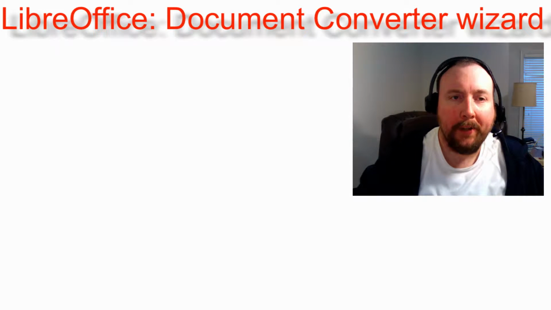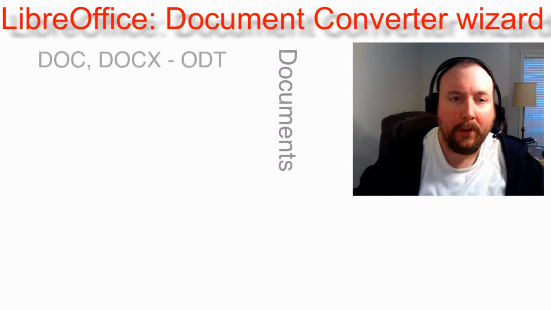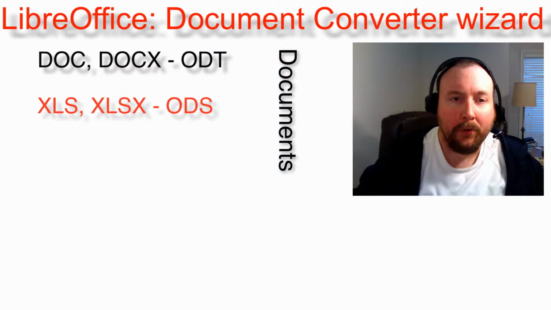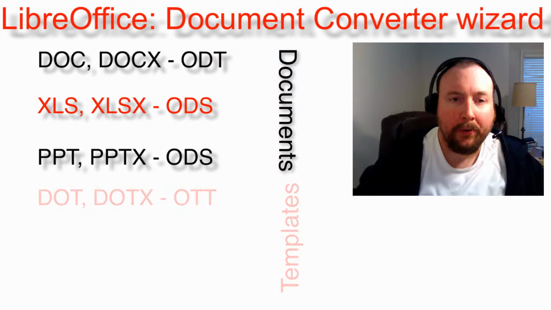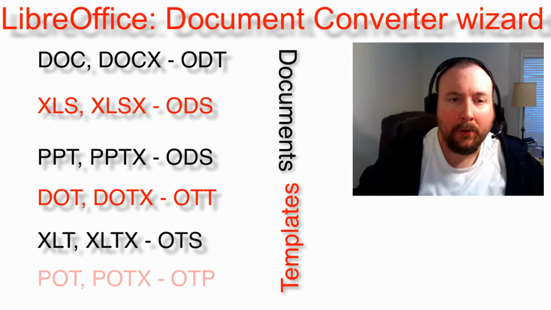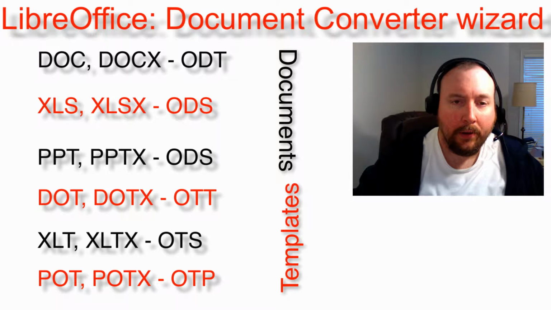Last video covered the web page wizard for LibreOffice. This video is about the document converter wizard for LibreOffice. This wizard can take all Microsoft Office documents and templates from a folder and any subfolders in that folder and convert them to the corresponding open document formats. The list to my right shows the corresponding formats with their Microsoft formats.